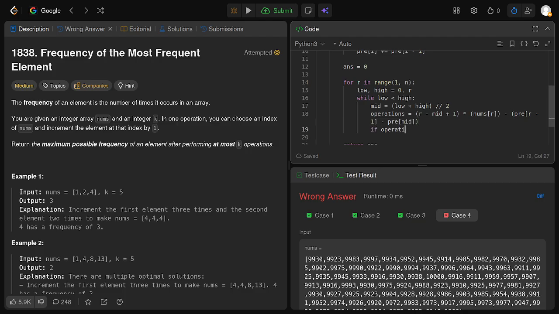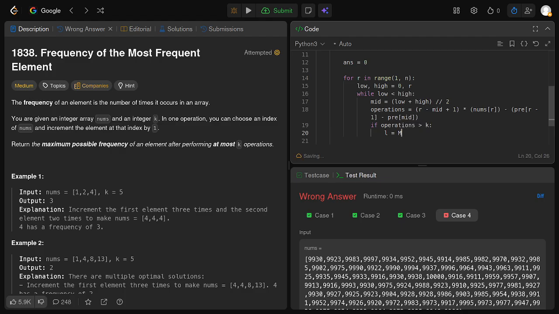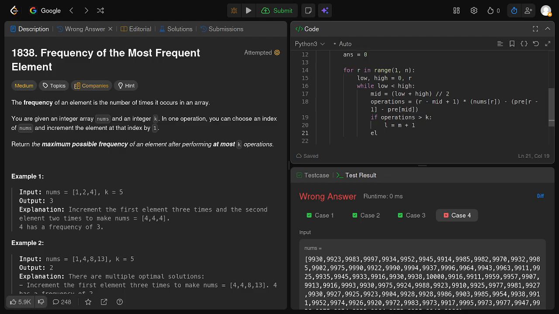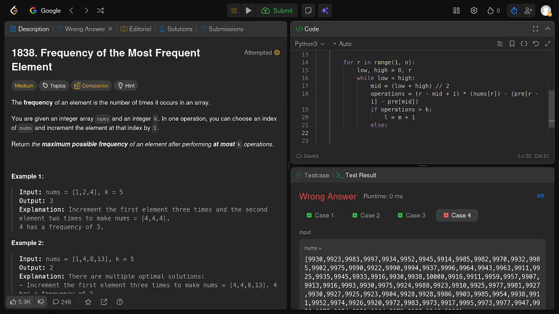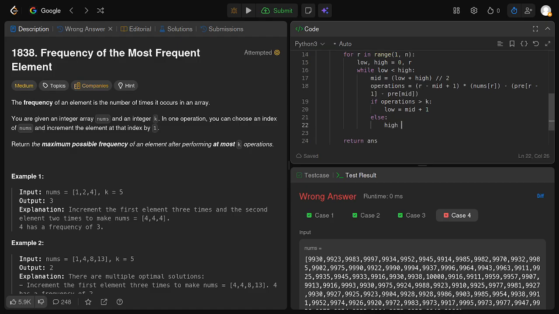and now if operations is over k, then we cannot increase all elements from there, so we take the next one, otherwise we can do mid. I'm sorry, I'm using L, so low is mid, high is mid, and then once we get that, ans is max of ans and R minus low plus 1.